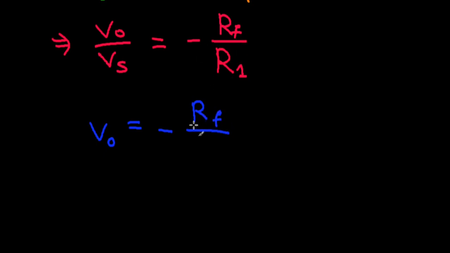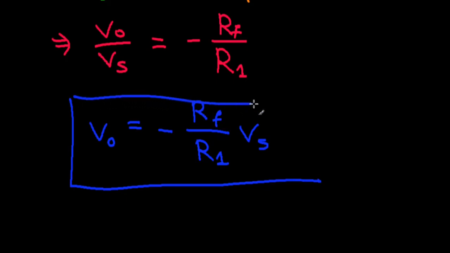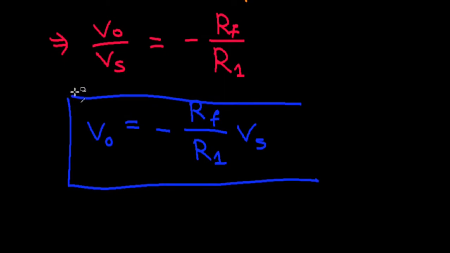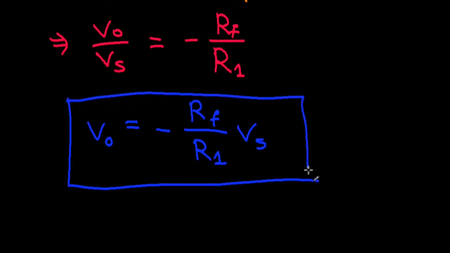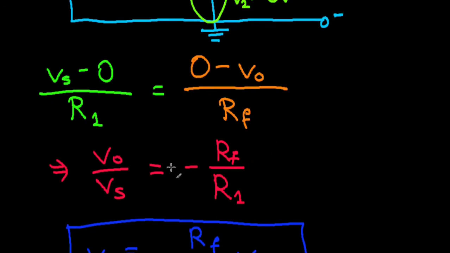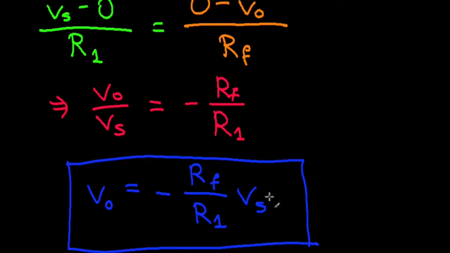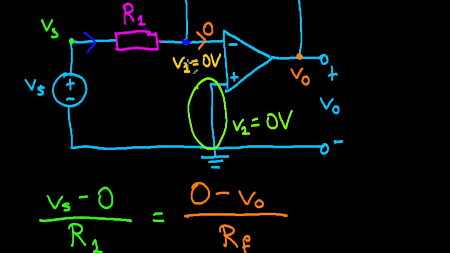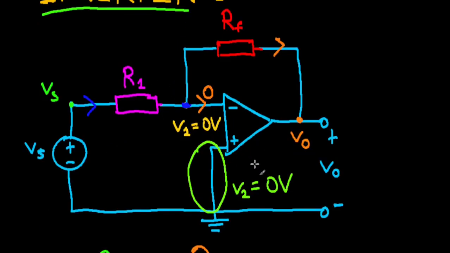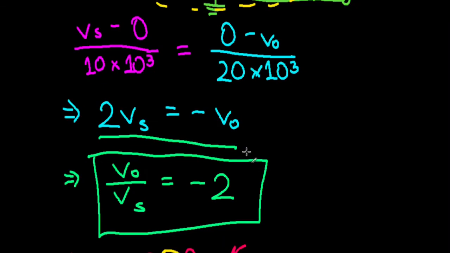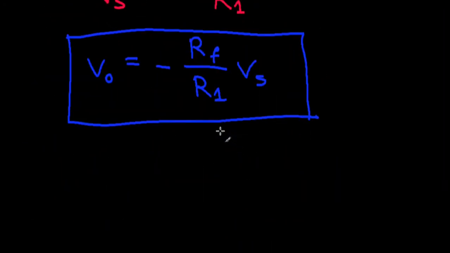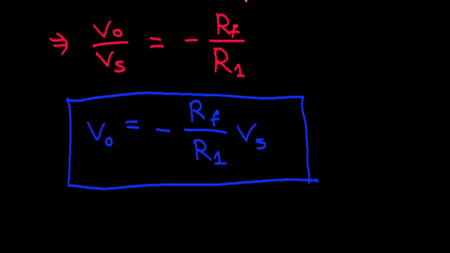So this is basically your formula for the inverting op amp. This is your output as a function of your input, or actually your source. A lot of people do call this the input voltage, but I'm refraining from that so as not to confuse it with the op amp inputs. So that's why I'll refrain from calling it input.